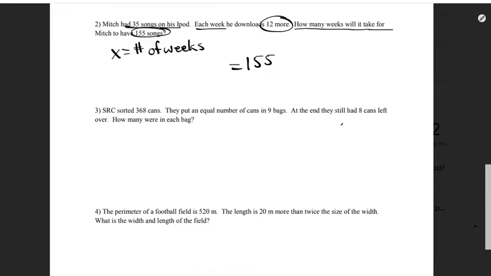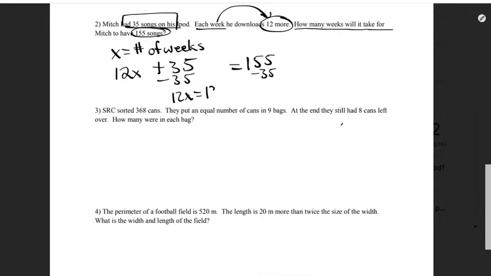And this is my clue. Each week he does 12. So that will give me 12x, because 12 times 1, if it's 1 week, is 12. 12 times 2 is 24 if it's 2 weeks. 12 times 3 is 36 if it's 3 weeks. So 12x, and then it said that he started out with 35. 12x plus 35 is equal to 155. We solve it all the way, always the way we do. Minus 35, minus 35. 12x is equal to 120. So x is equal to 120 divided by 12.